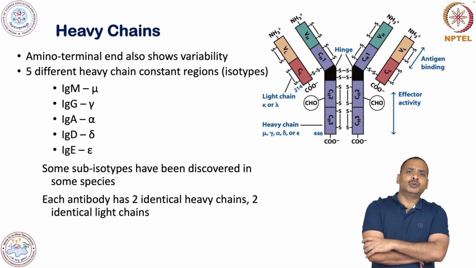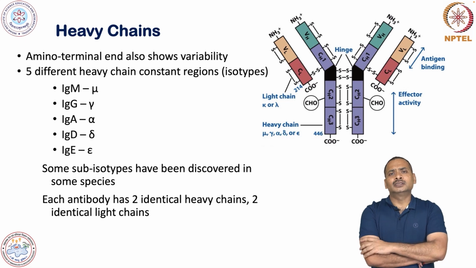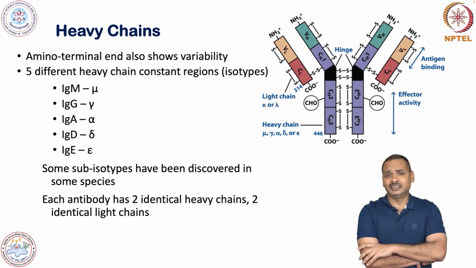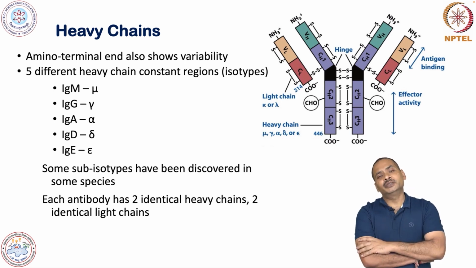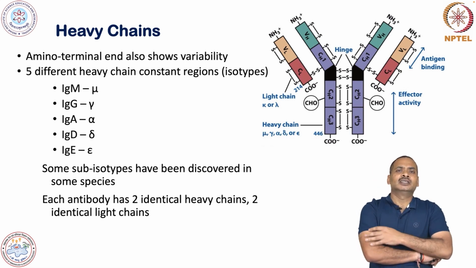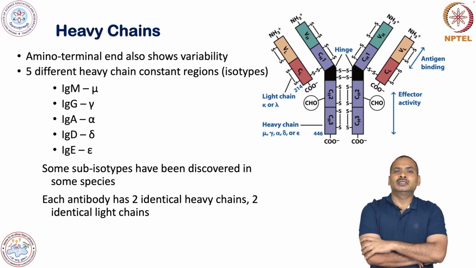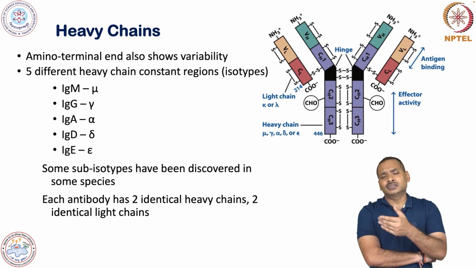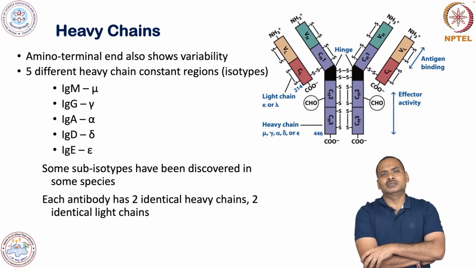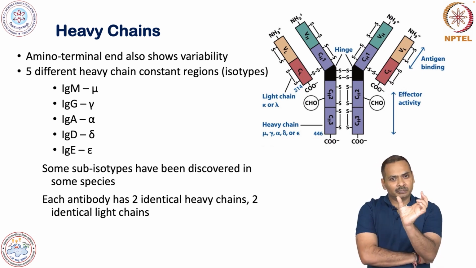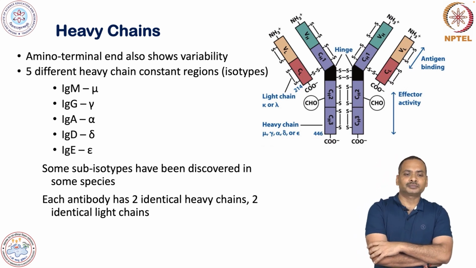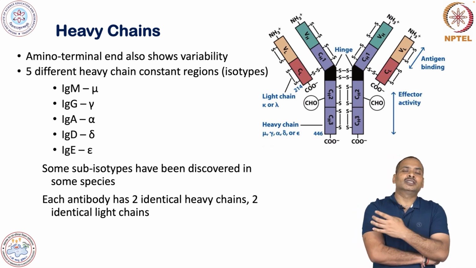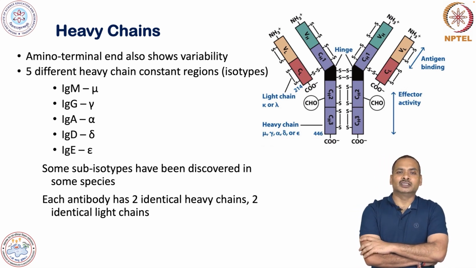each antibody has two identical heavy chains and two identical light chains. I explained in the previous session that these antibodies are basically a dimer of heterodimers. Okay, so this dimer of heterodimers makes a complete antibody. Okay, so now I will show you what kinds of antibody could be there.